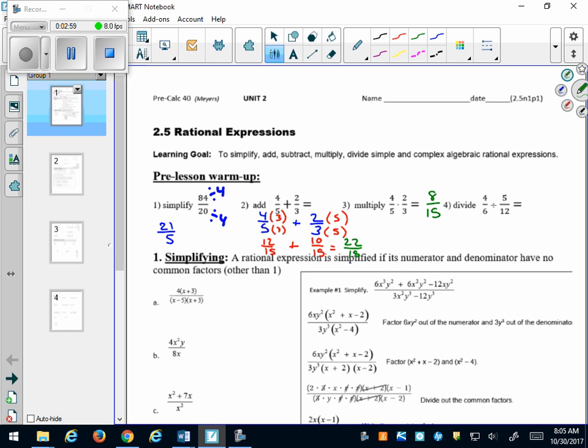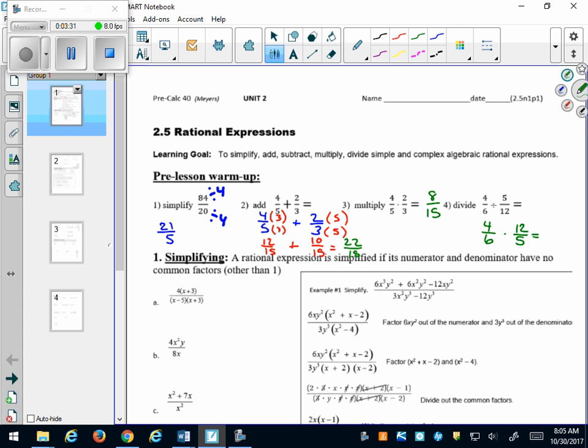Divide. How do I divide fractions? Yep. Of what? Exactly, of the second fraction. So I keep the first one, 4 over 6. I switch the second one to 12 over 5. And then what do I do with these two things? Multiply them. So you change the division to a multiplication and you multiply by the reciprocal. So dividing by a fraction is the same thing as multiplying by the reciprocal.